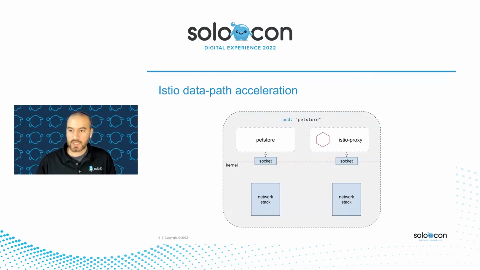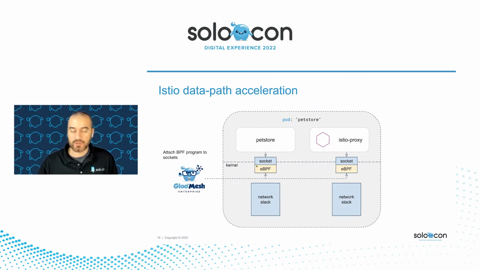So what that looks like is, again, we have this application, the pet store, and we have our Istio proxy. We have the sockets used for communication. In this example, the Istio proxy is receiving communication from the pet store because the pet store is sending out packets. And so for these sockets, what we can do is have Gloo Mesh help and attach an eBPF program to each one of those sockets.